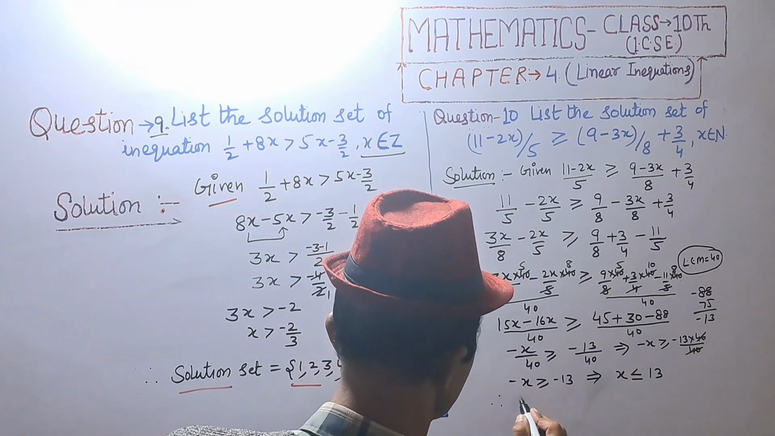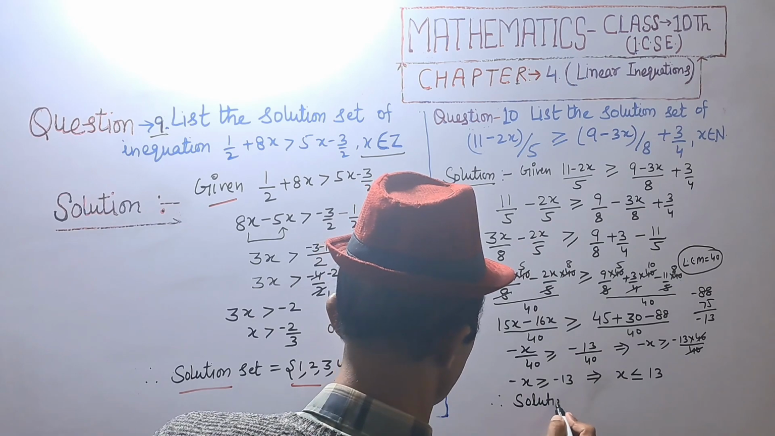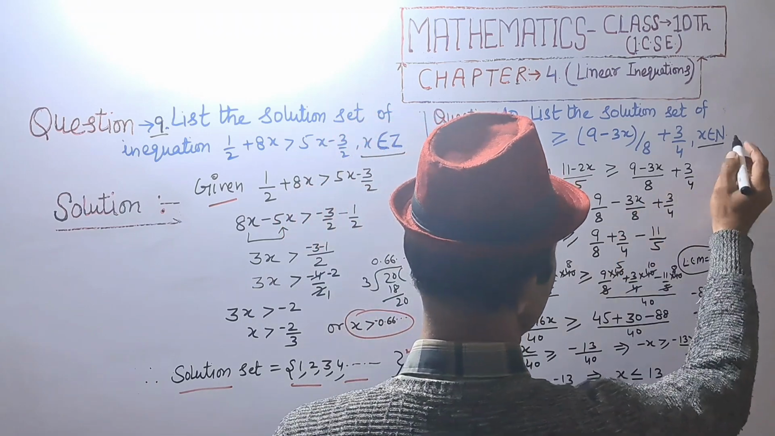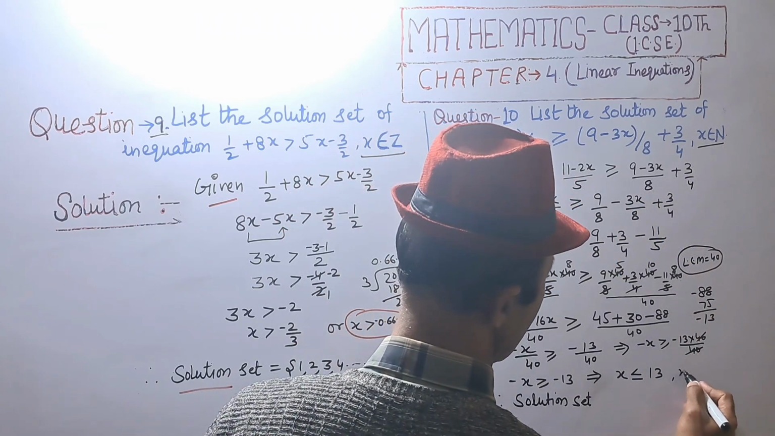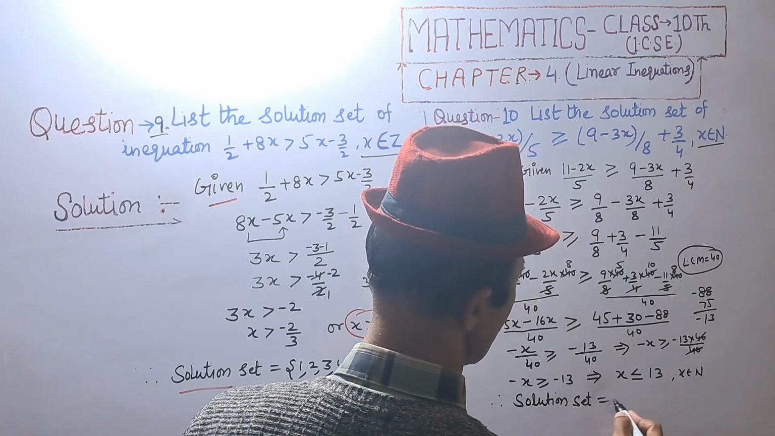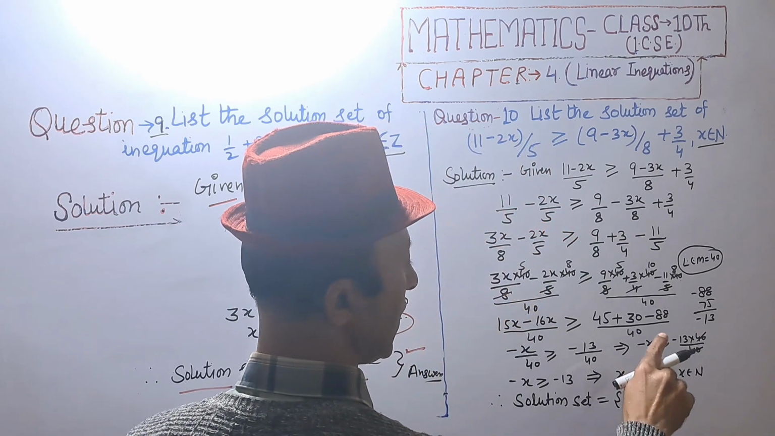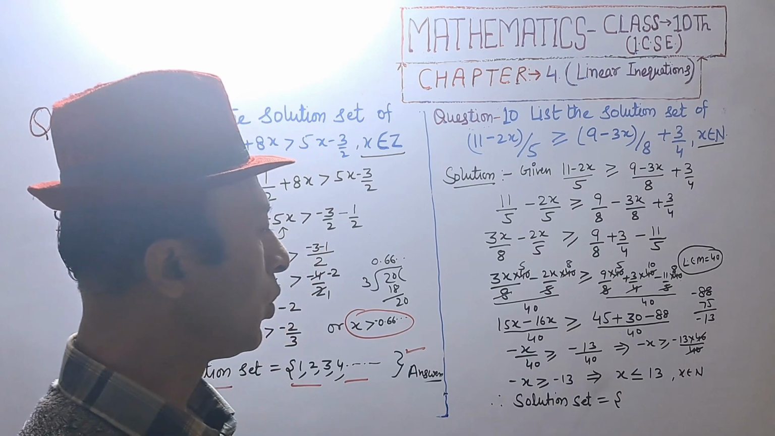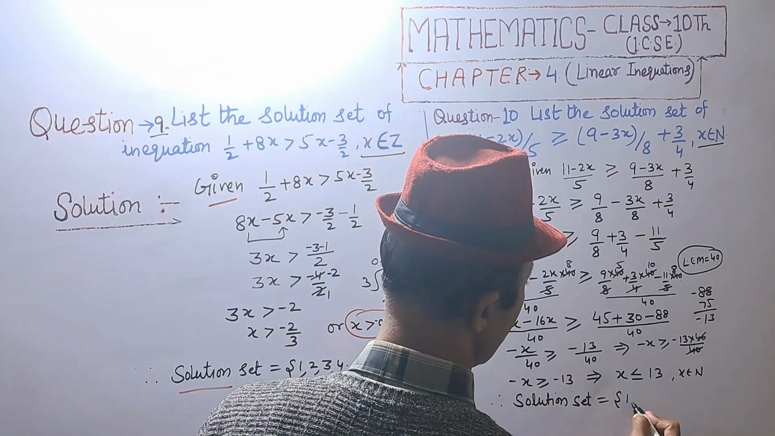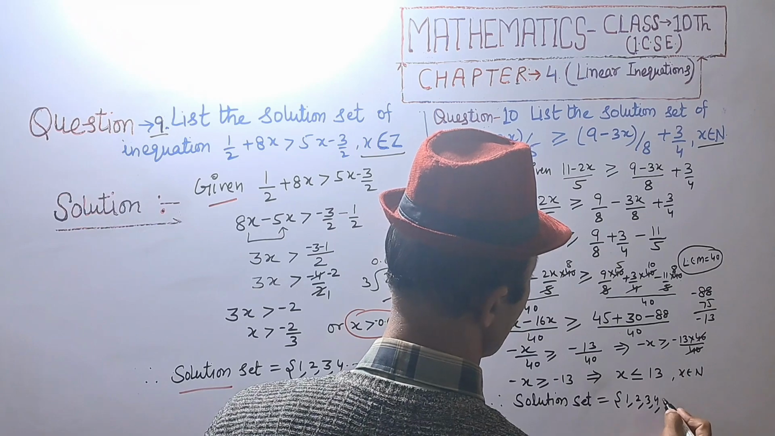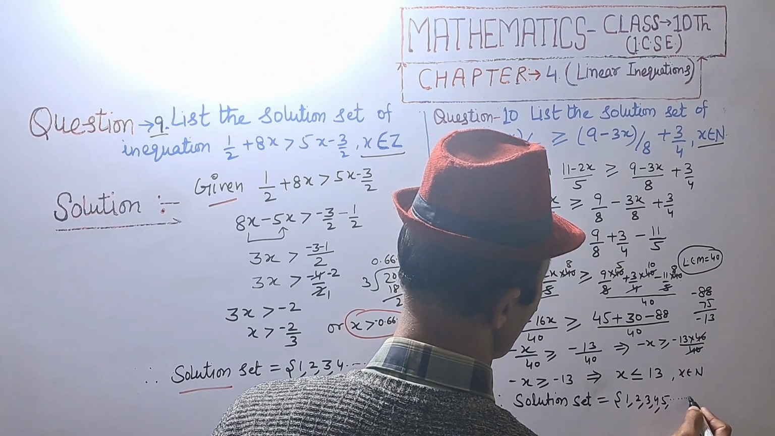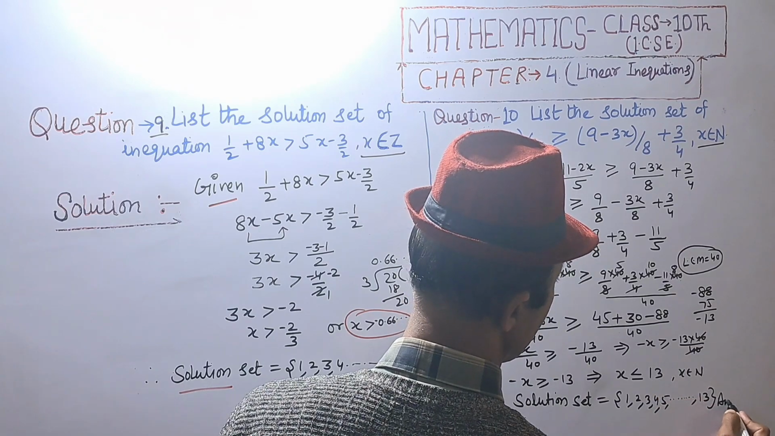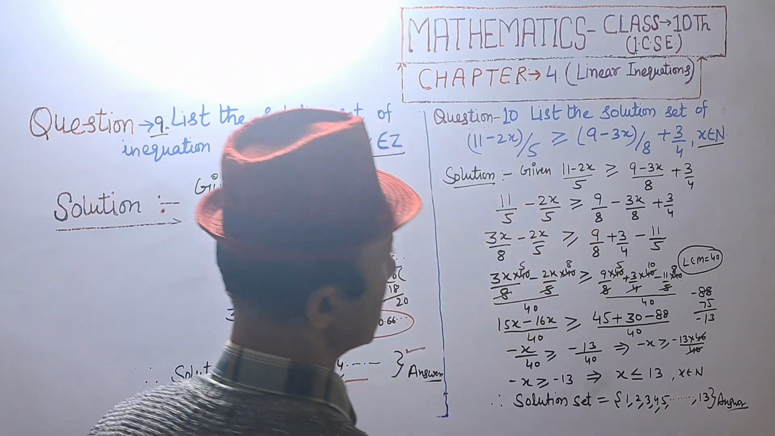So solution set: x belongs to natural numbers. Solution set is less than or equal to 13. Natural numbers start from 1, 2, 3, 4. So solution set will be 1, 2, 3, 4, 5 and so on. Last number is less than or equal to 13. Answer.